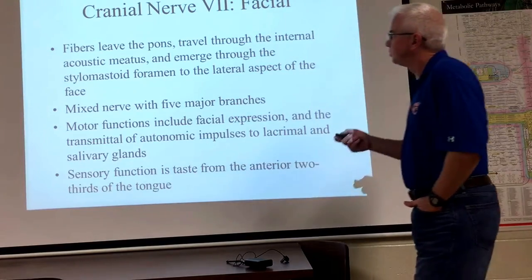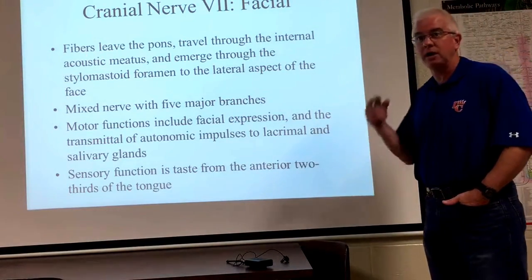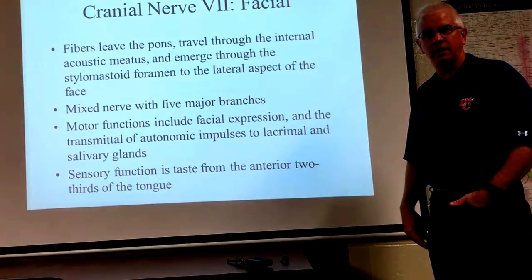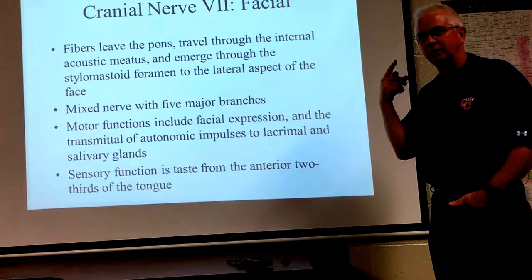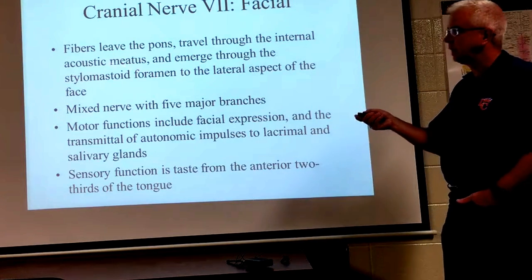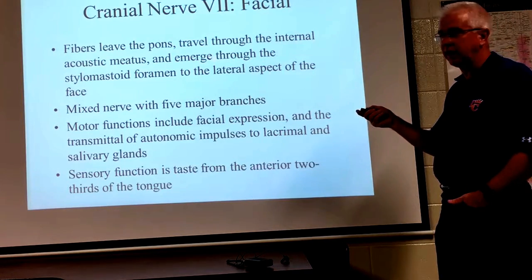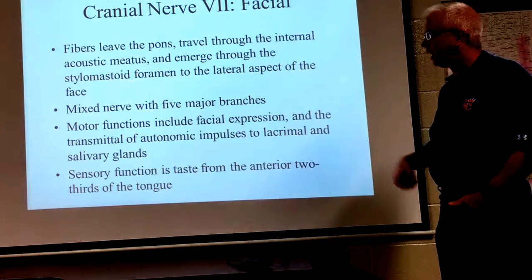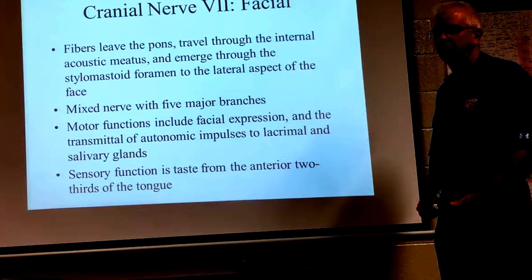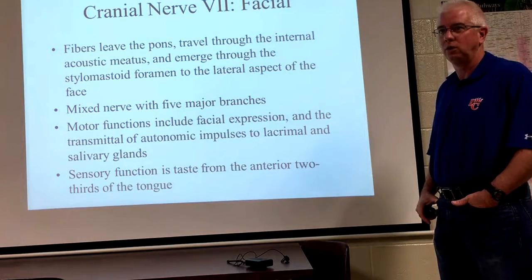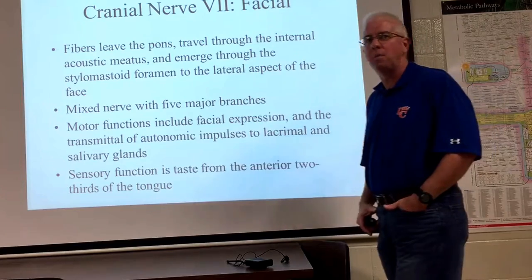It passes through the internal acoustic meatus, and you think, well, maybe it comes out of the ear, but you know better than that, right? It doesn't come out your ear. From that internal acoustic meatus, it passes through the temporal bone and actually emerges out of the temporal bone through the stylomastoid foramen. Now, where is that hole? What bone is the stylomastoid foramen in?